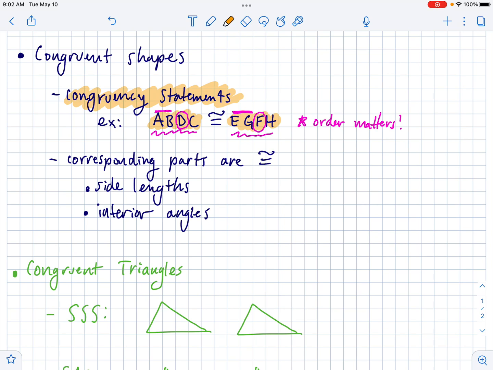What I was just talking about is that the corresponding parts are congruent. So the corresponding parts are congruent in the two shapes. The things we'll hold you to are side lengths and interior angles.